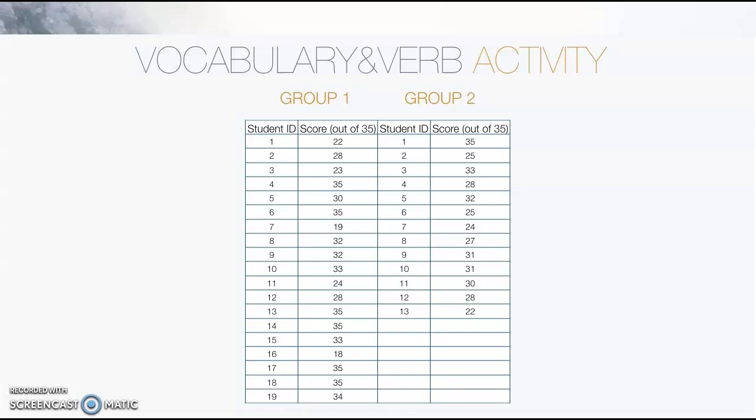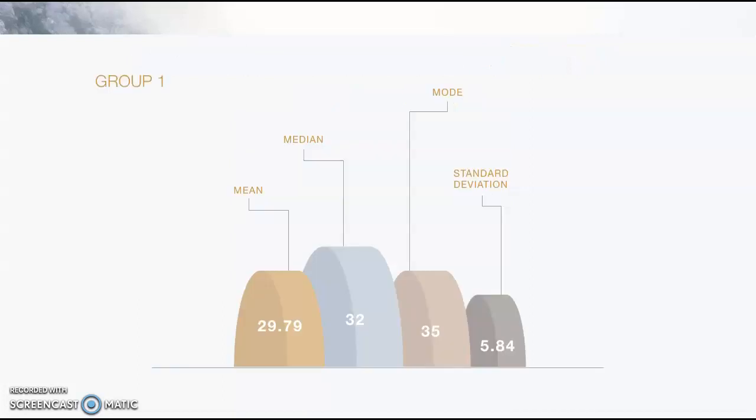And these are essentially just their student ID, how I coded the data rather. So these are the ID numbers that I used for the students in each class, and then the scores that they each got out of 35. And this is how I started my analysis of the data.